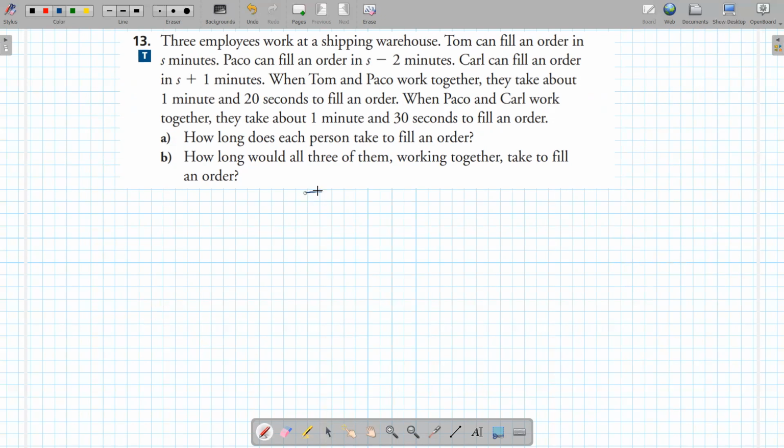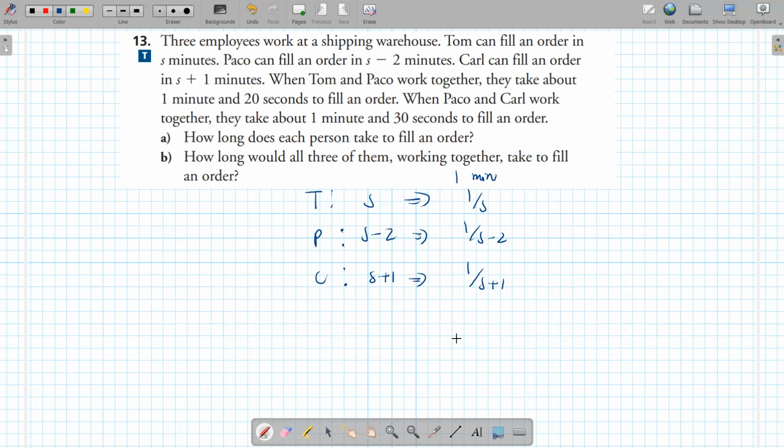So we have 3 people. Tom can finish it in S minutes. That means in 1 minute, what fraction can Tom fill? It'll be 1/s, right? The other person is S minus 2. That means he's going to finish 1/(s minus 2). The last guy is S plus 10. That means it's going to be 1/(s plus 10). Oh no, this is going to be awful to take the common denominator.